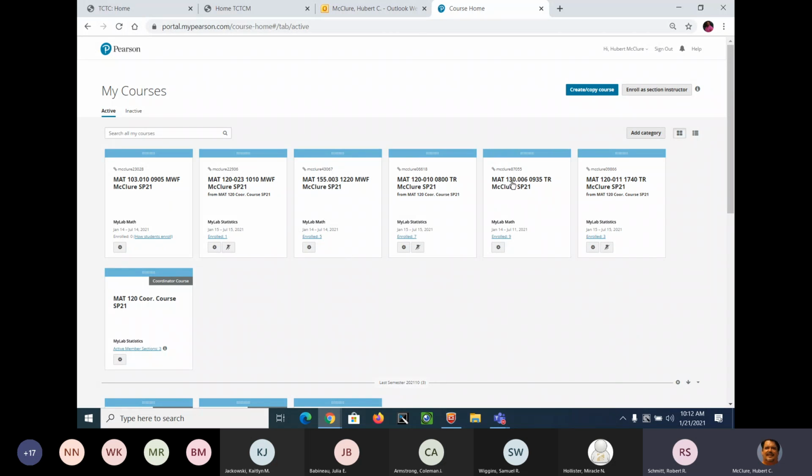Anybody have any questions there? 5 buttons or 4 buttons? Well, actually 5. MyLabs Plus or MyLabs Math, MyLabs Math, the 2 green buttons and the orange button, and there'll probably be an accept the terms. So 6 buttons.